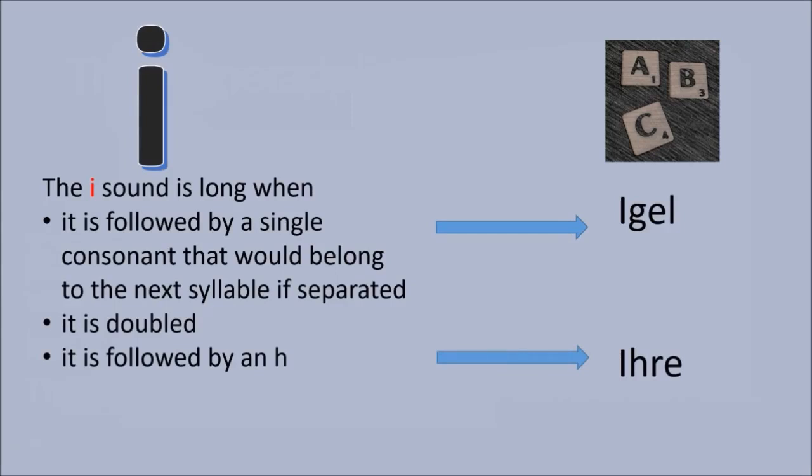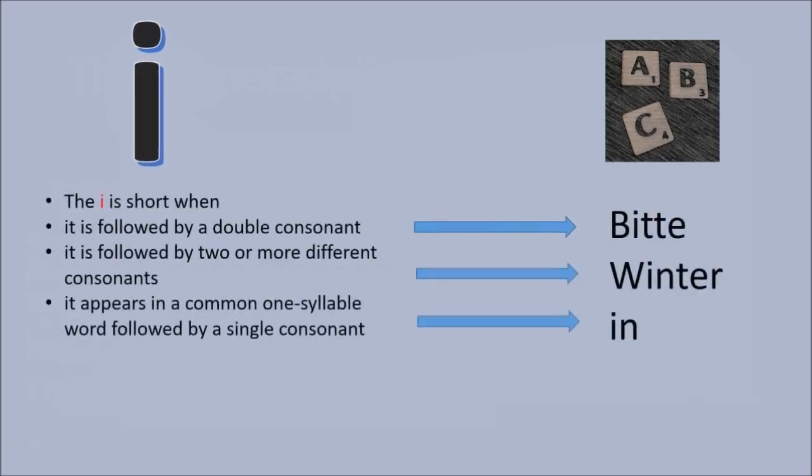The I sound is long, you've heard this, when it's followed by a single consonant that would belong to the next syllable if separated. Igel. Igel, hedgehog. If it's doubled, no, not with the I. And if it's followed by an H, like ihre, ihren, ihr. And it's short when it's followed by a double consonant, like bitte, or followed by two or more different consonants, winter, and it appears in common one-syllable words, followed by a single consonant, like in.